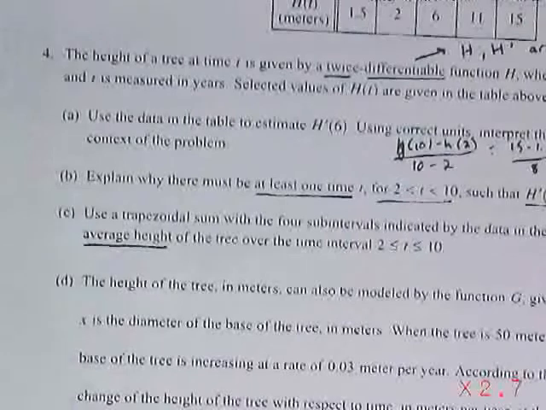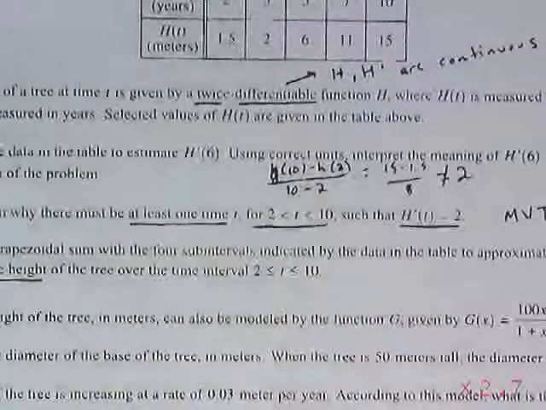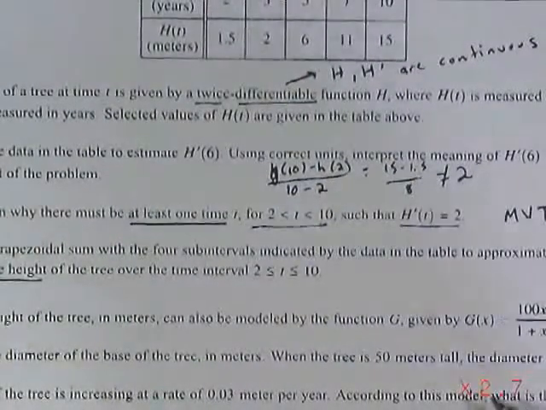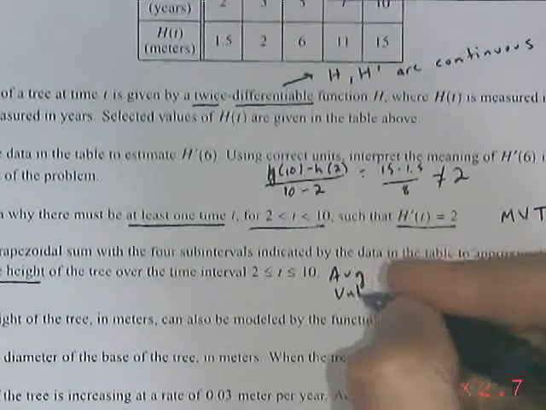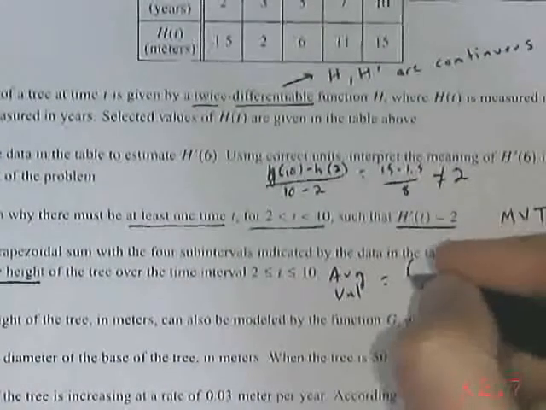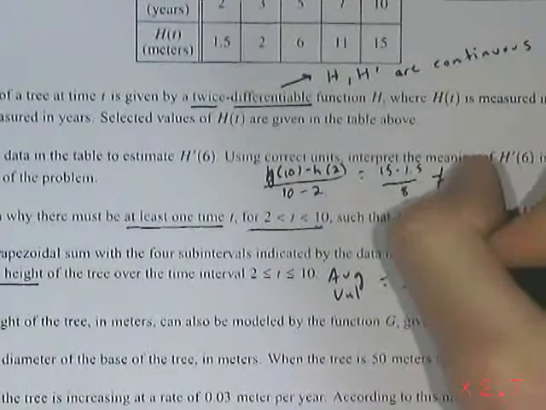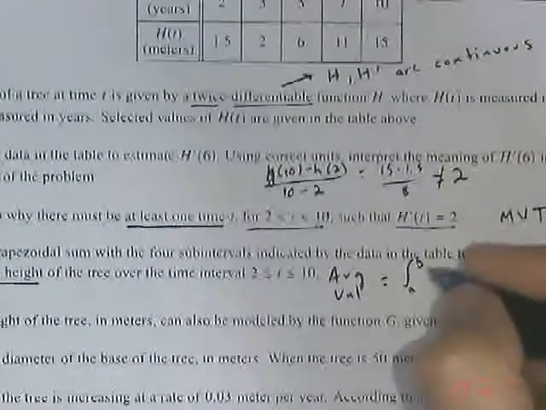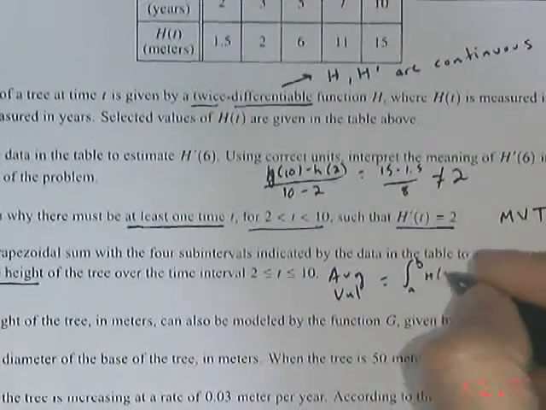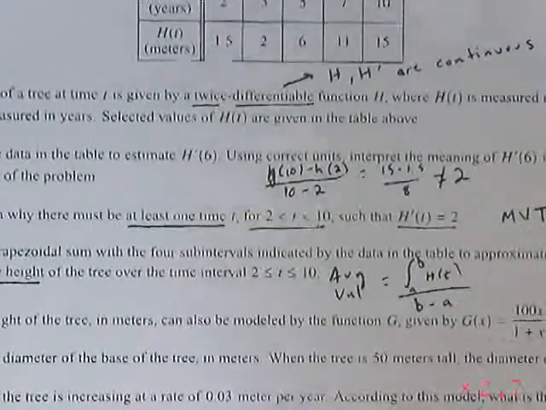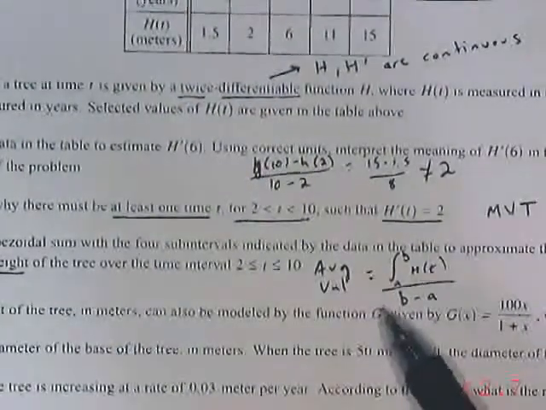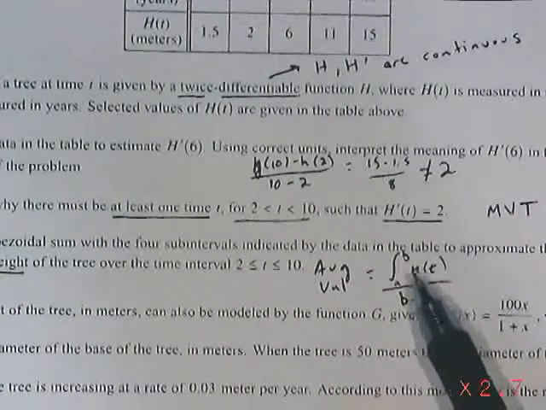Okay, so we do have an average value of a function theorem. The average value on a closed interval is the integral on that closed interval divided by the difference of the endpoints. Okay, so we're going to use this. We're going to use the trapezoidal sum to approximate this integral.